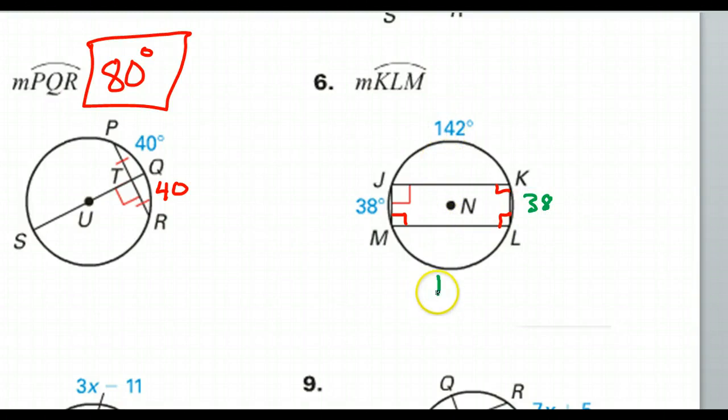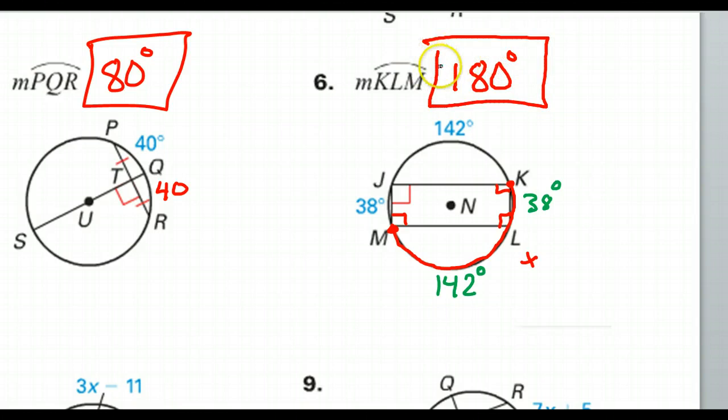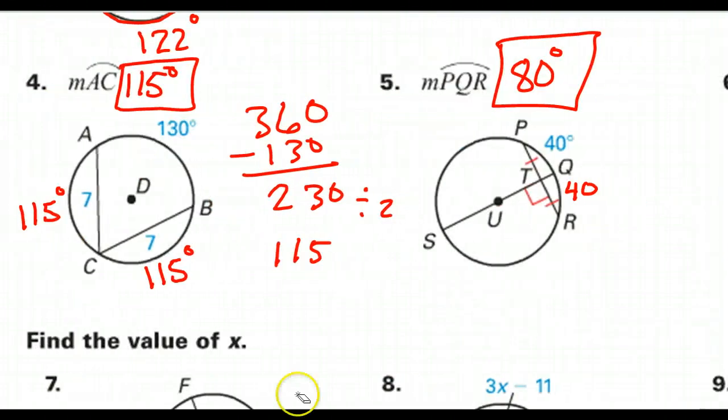If this is 142 up here, this is going to be 142 degrees down here. Anyway, the thing that we're supposed to find, arc KLM, is this. There's point K, so K to L to M would be like that. So it's just 142 plus 38. That is 180 degrees. That doesn't really look like a plus sign, but that's where it came from. That plus that.